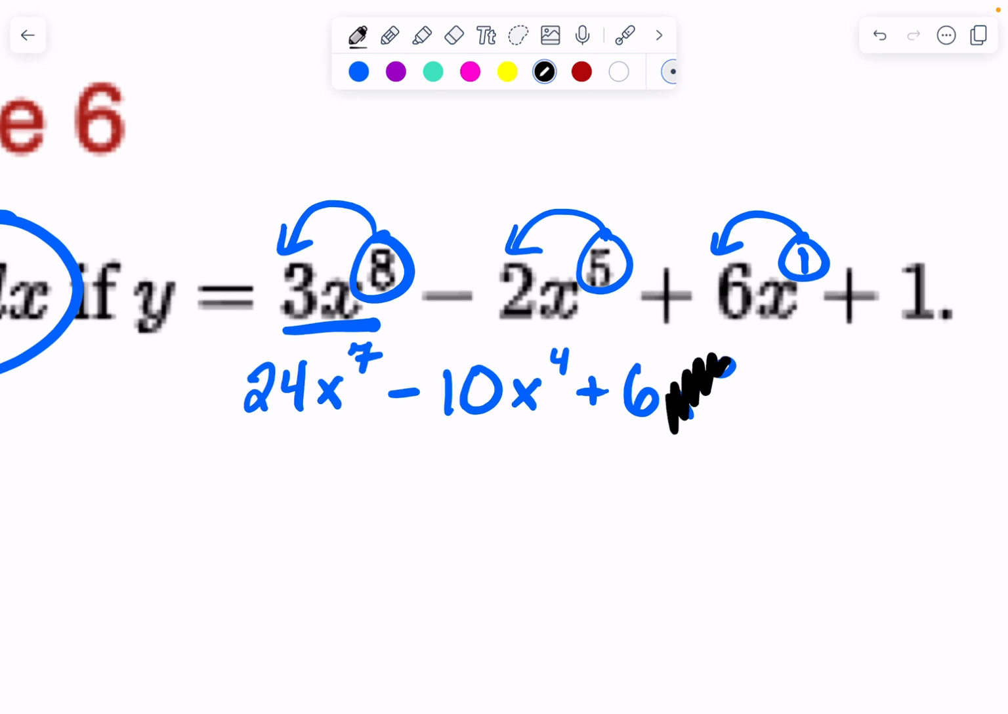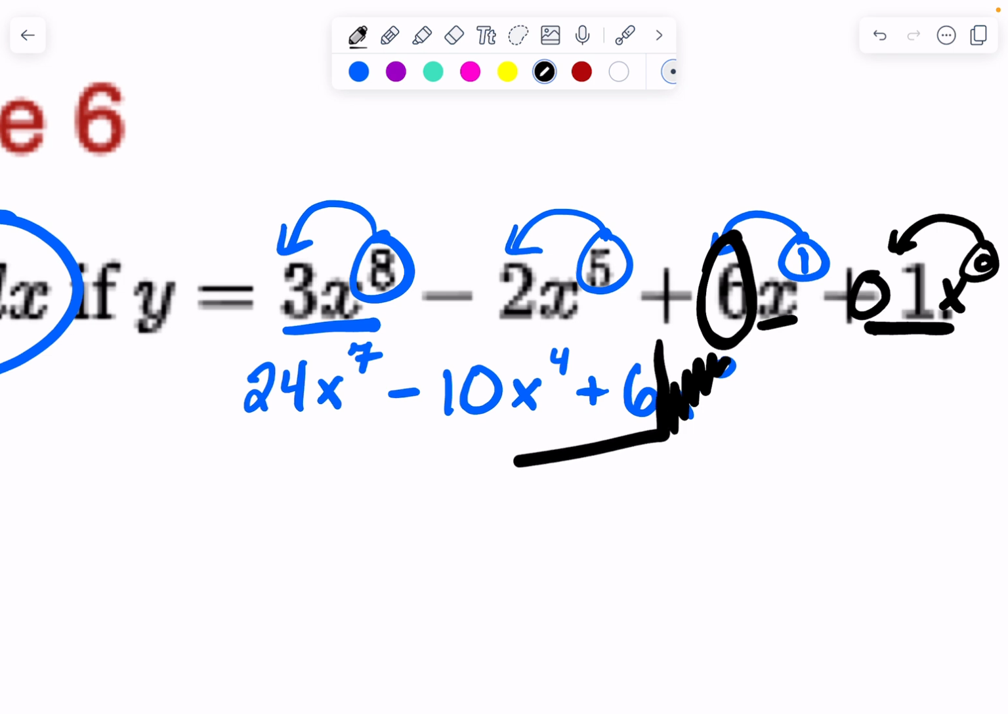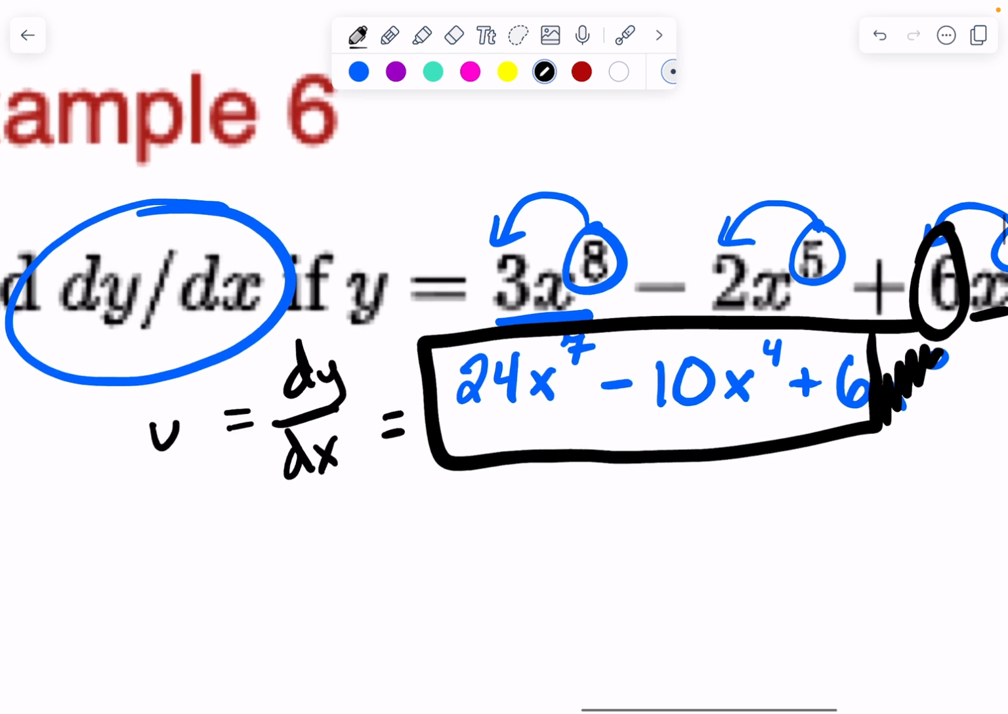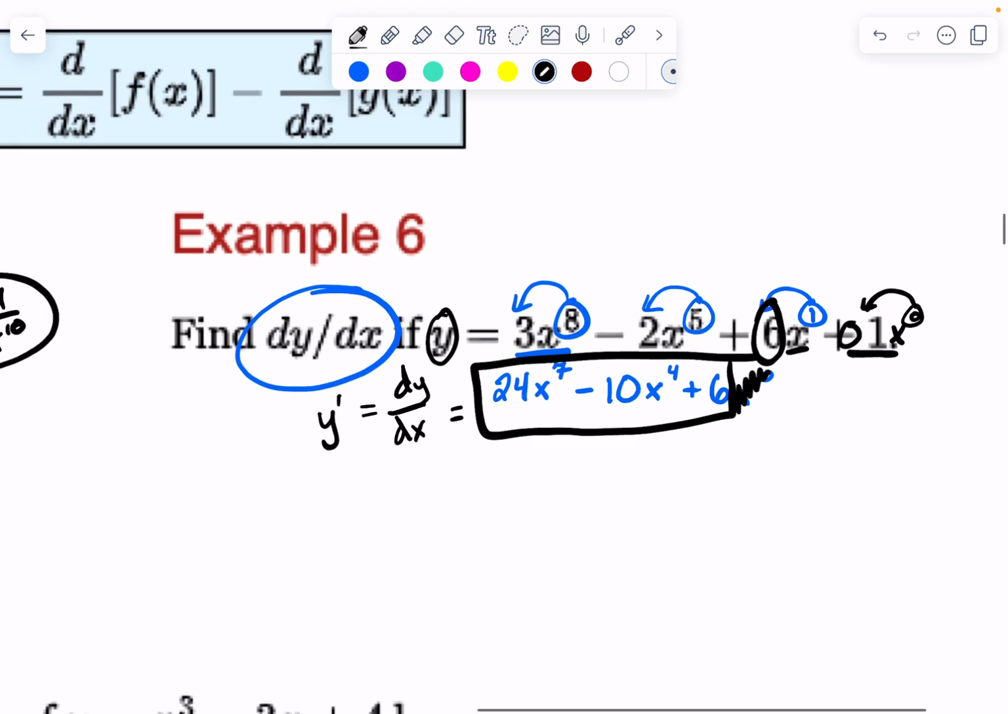We know that if it's any number times x, the derivative is just going to be that number. And then the derivative of a constant, the derivative of 1, is going to be 0, because this is like x to the 0 power. 0 comes down in front, 0 times 1, that just knocks that whole term out, right? So this is going to be my derivative, and they will label that as dy/dx. Or sometimes they'll call it, I kind of like to use this symbol, y prime. Since it's called y prime is what we call it for its derivative. But that's kind of how it works. Okay?